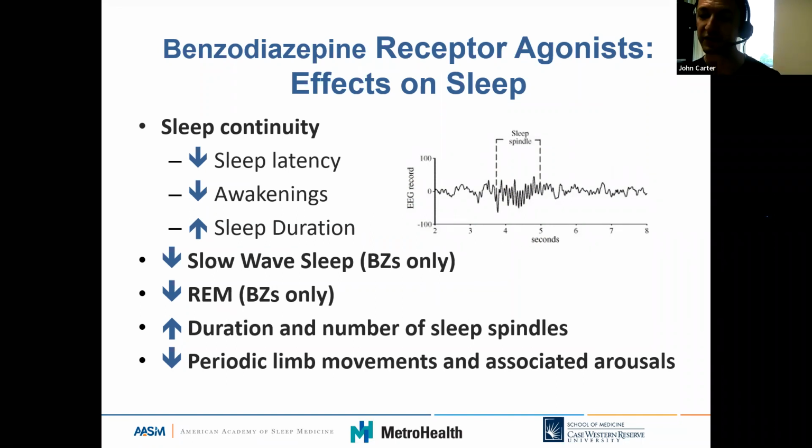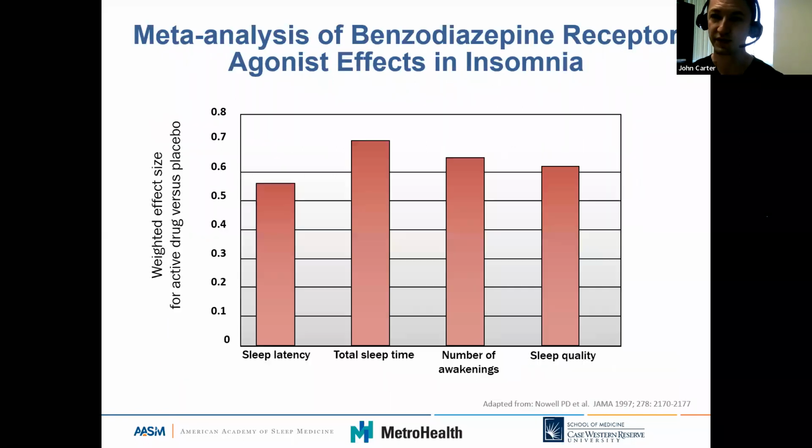They result frequently in characteristic EEG findings, increased duration and number of sleep spindles. You'll often hear this referred to as excess beta. And they may also have a beneficial effect on reducing periodic limb movements and PLM-associated arousals. The weighted effect sizes on these various objective sleep metrics are shown here. These are pooled data for benzodiazepine receptor agonists, although most of this is referring to zolpidem.